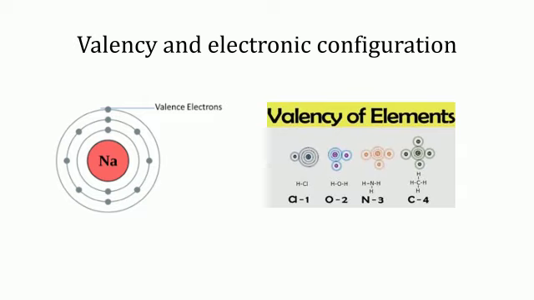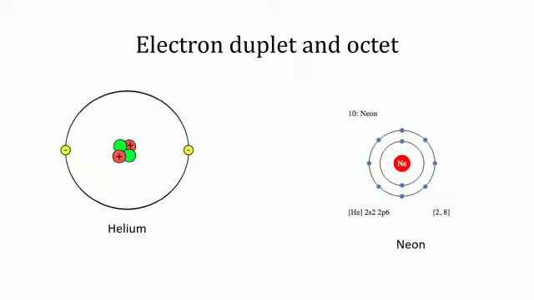It has one electron in it and that one electron is called valence electron. Valency of an element is related to the valence electron of an atom. Electron duplet and octet. Let us study this by taking two elements, helium and neon.